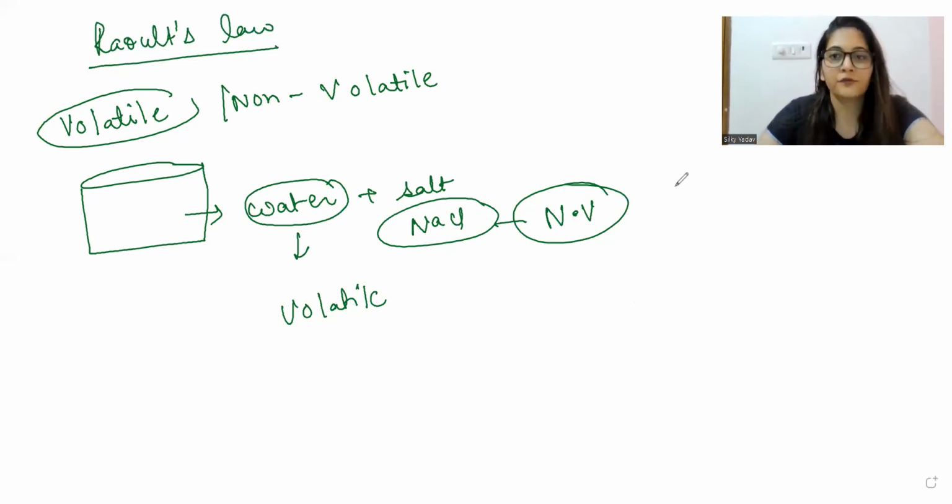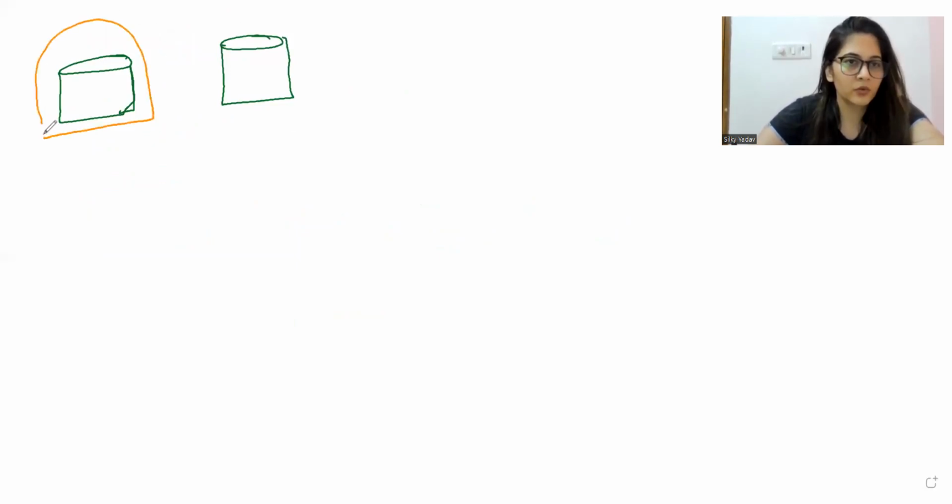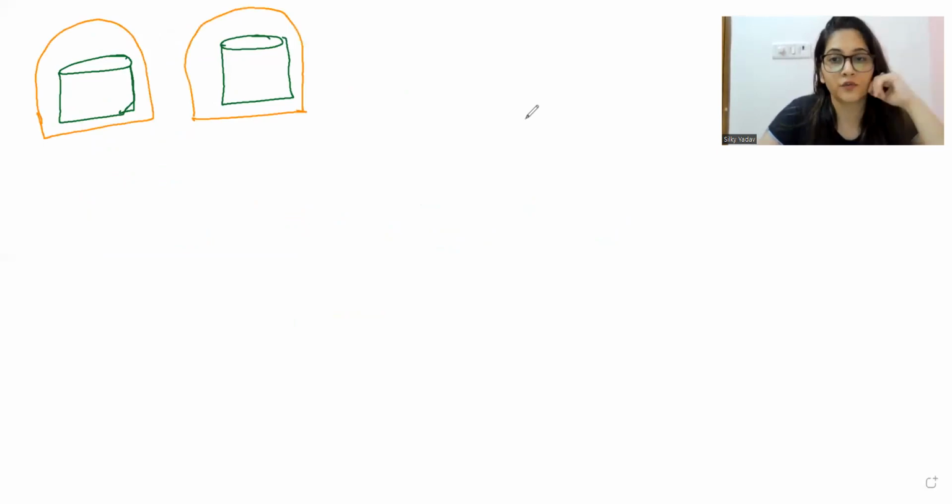Okay, I'll draw it for you all so that you can understand. Let's say we have this one container. Not very good at drawing, so please bear with me. And I'm covering this up with, let's say, this cover which I'm using, so that whatever vapors are developed here will not move out of this container.